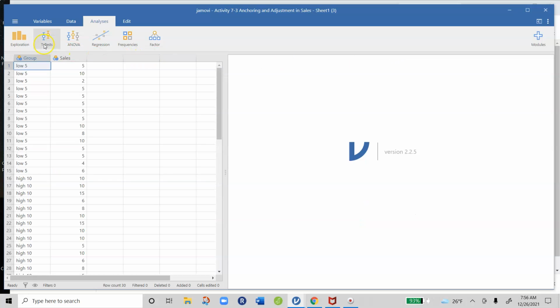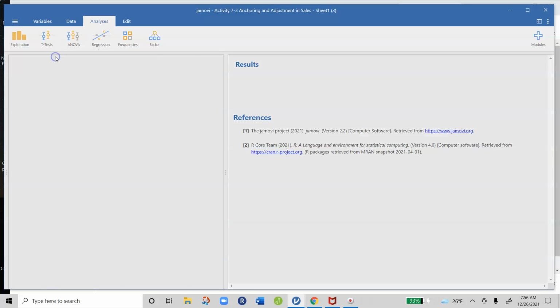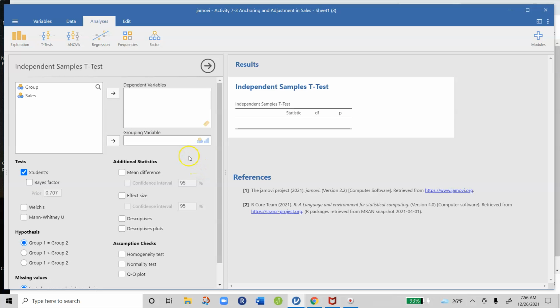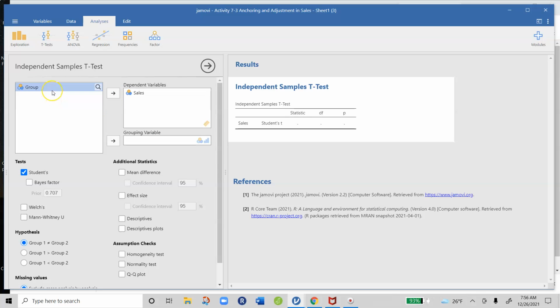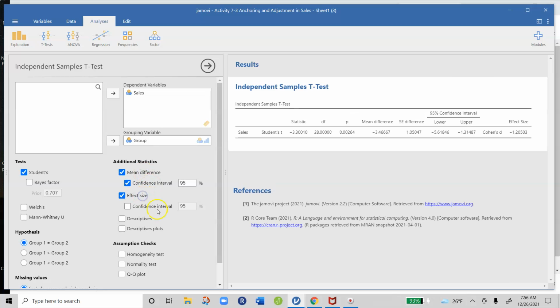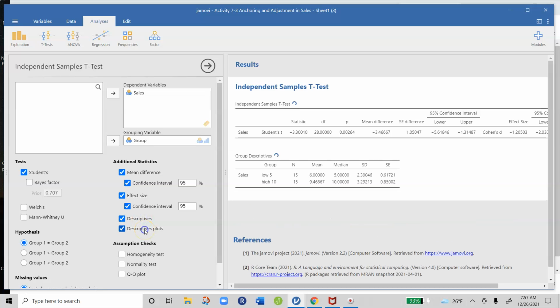Now to do an independent measures t-test, we're going to click on the t-test menu and ask for independent samples t-test. This data file only has two variables in it. Our dependent variable is sales, how many drinks people actually purchased, and then the grouping variable, which is whether they were given the low anchor of 5 or the high anchor of 10. With our independent t, we're going to ask for a mean difference with confidence intervals, effect size with confidence intervals, descriptive statistics, and descriptive plots.